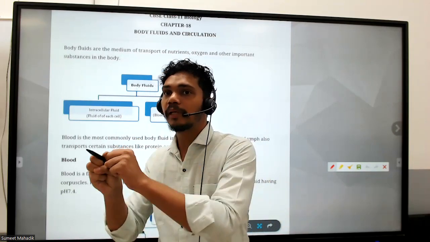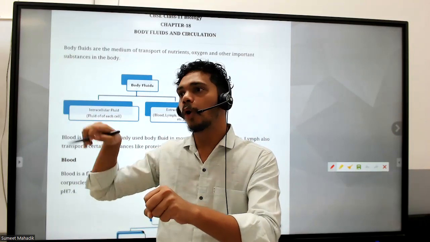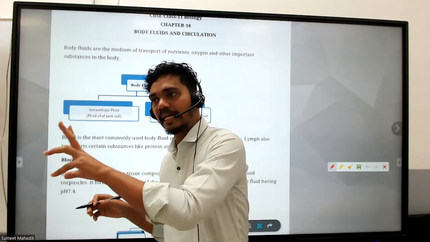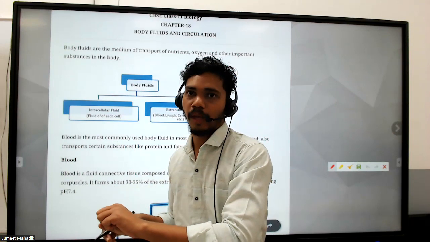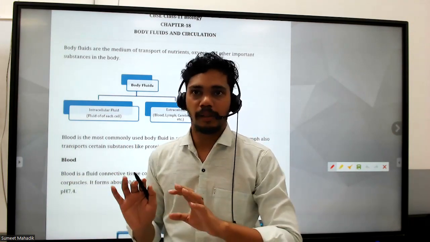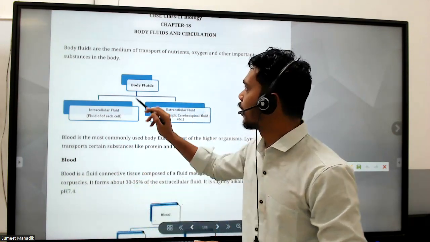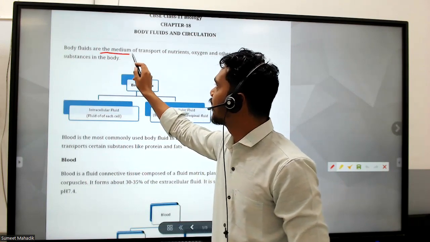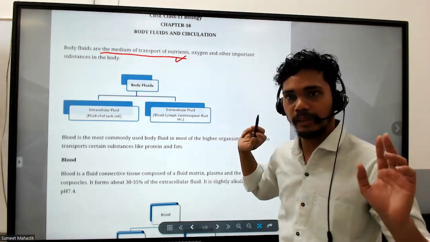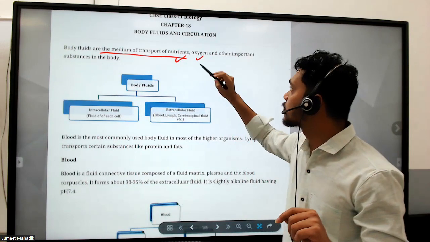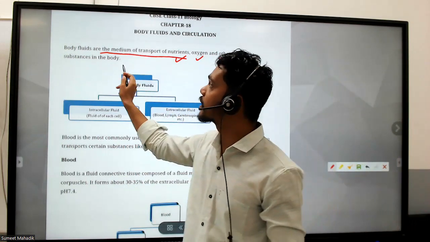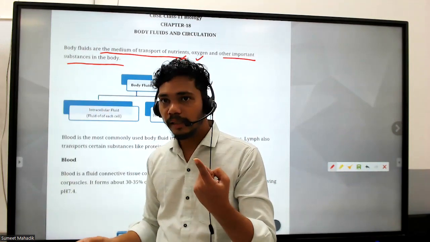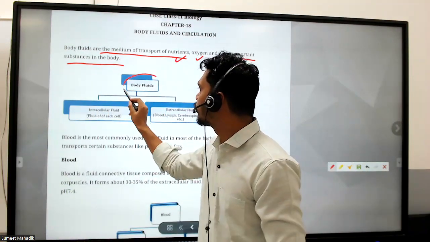Now hemoglobin is going to travel all over the body. Whichever cell requires it, hemoglobin gives the oxygen to that cell, and again carbon dioxide will be taken, and the waste will go directly into the blood. This part is clear. Okay. So body fluids are the medium of transport of nutrients. You got the point? Then oxygen along with carbon dioxide is also there, and other important substances like glucose, right? That will be there.